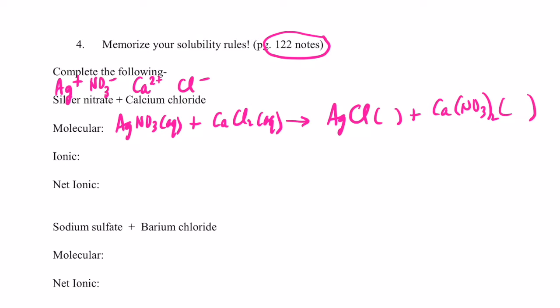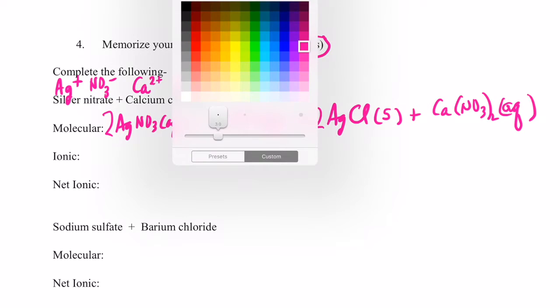CaNO3. Calcium's 2 plus, nitrate's 1 negative. Now, according to our solubility rules, CaNO3 is soluble. All nitrates are soluble. But AgCl is a solid. That's right, chlorides are soluble except for silver, mercury, and lead chloride. So that's a solid. We'll balance this by putting a 2 in front of AgNO3 and a 2 in front of AgCl. Okay, now let's do the ionic equation.